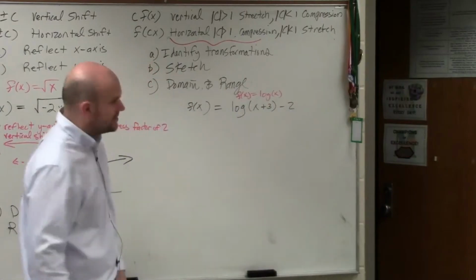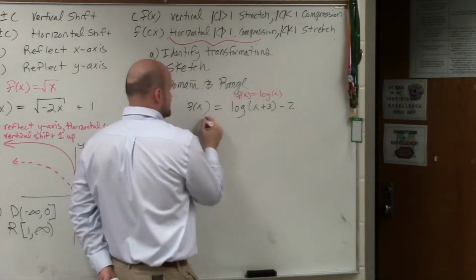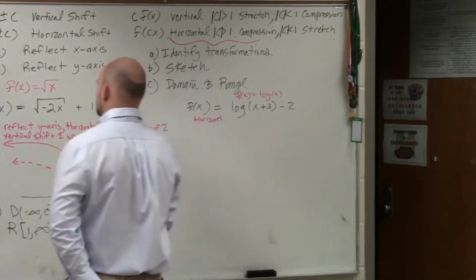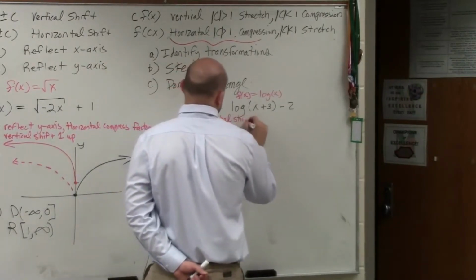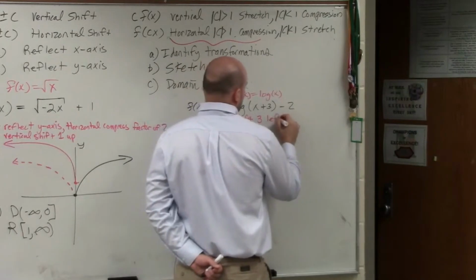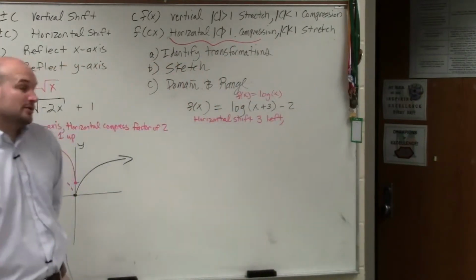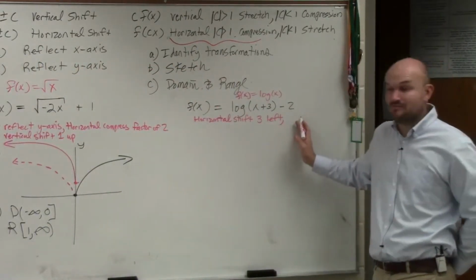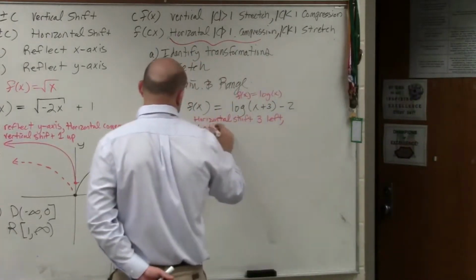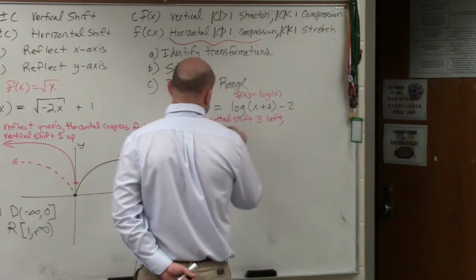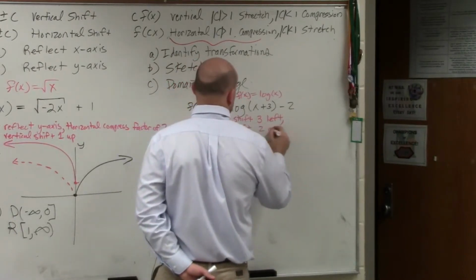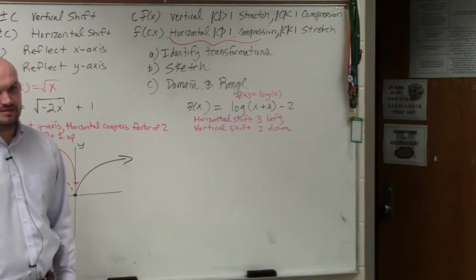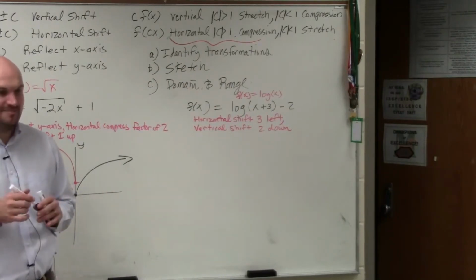So we have log of x plus 3. Adding 3, I'm adding it inside the parentheses. So you can say a horizontal shift 3 units left. Then the only other thing I'm doing is subtracting a 2. But that 2, I'm not subtracting inside the parentheses. I'm subtracting outside the parentheses. So we can say that's a vertical shift 2 down. Does everybody see the difference there? Remember, horizontals are always the opposite direction.